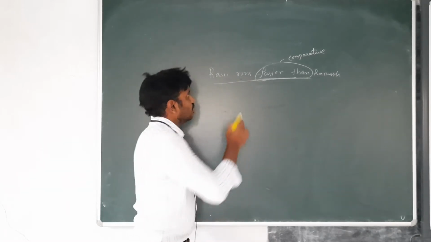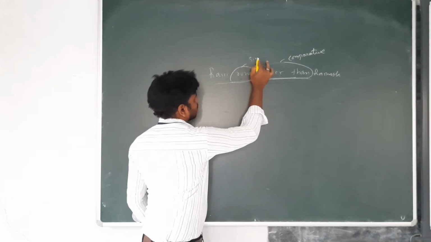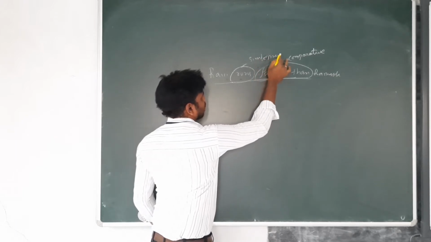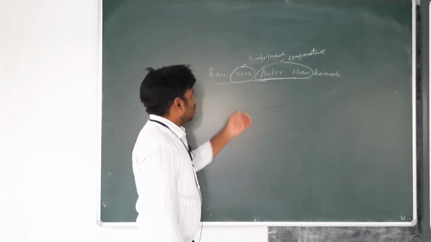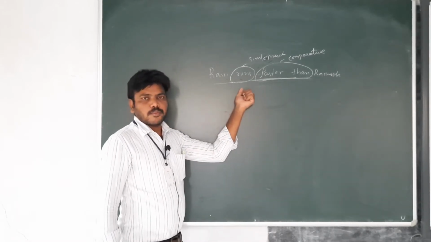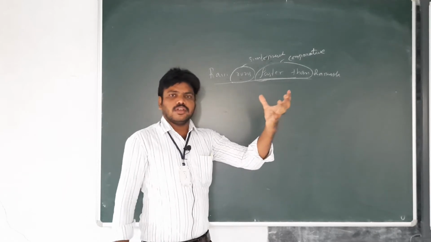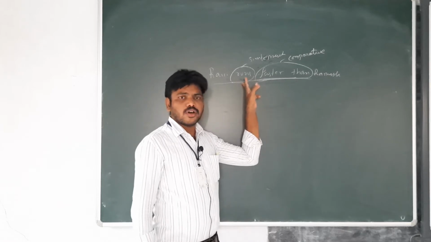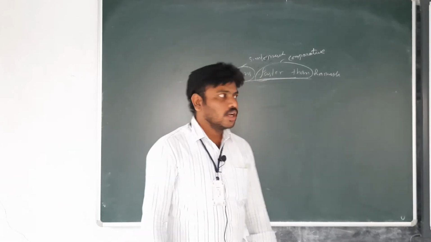Now let us change into positive degree. Which tense is it? Runs is the simple present tense. This is the positive sentence, means runs positive sentence. And when we change into positive degree, it becomes negative.